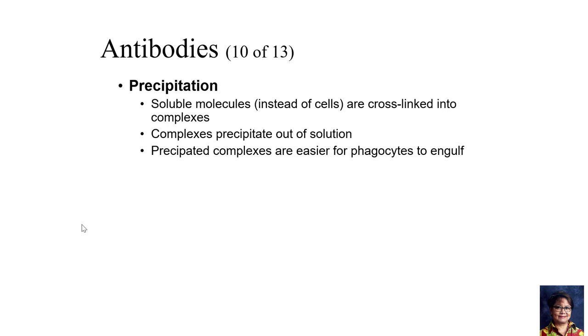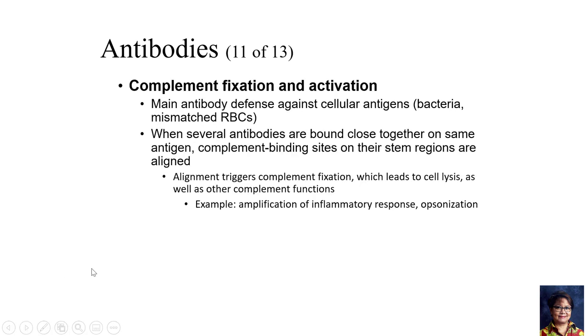Precipitation happens with molecules instead of cells. Soluble molecules are cross-linked into a complex of antibodies. The complex would precipitate out of solution, and the precipitated complexes are now easier for phagocytes to engulf. Remember that precipitation happens only when antibodies react to soluble molecules, not cells.